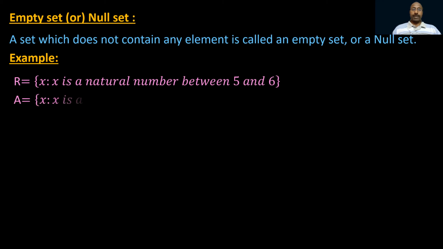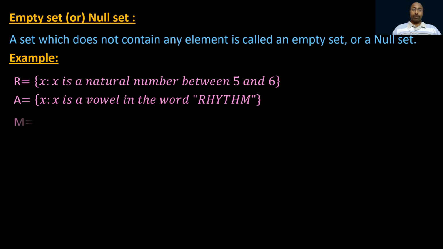Let's see one more example. A is equal to the set of x such that x is a vowel in the word rhythm. In the word rhythm, there are no vowels. So the set containing vowels in the word rhythm is an empty set. So here A is an empty set.